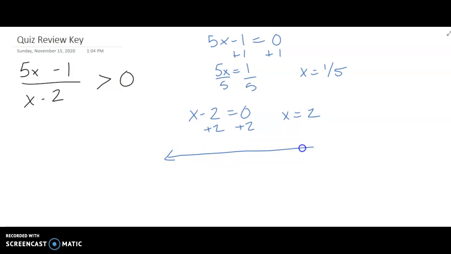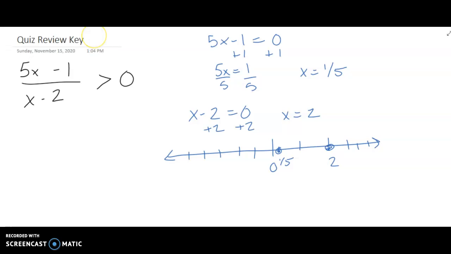Draw our number line. So we've got 0, 1, 2. So there's our first point at x equals 2. And we have another point here at 1/5. Okay, so we need to test our points now.